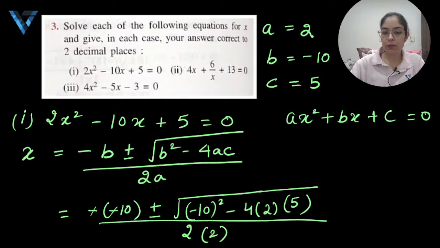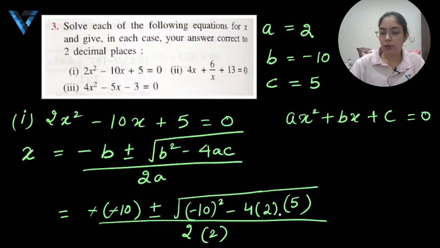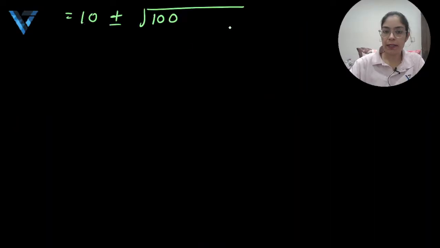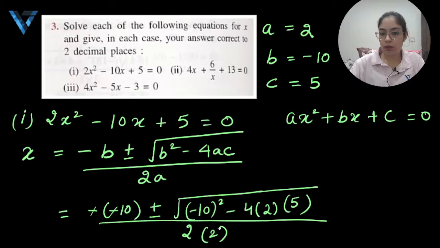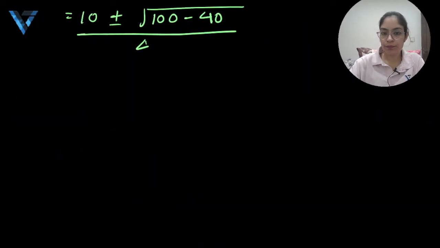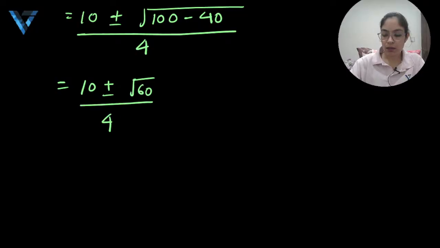Minus 10 is square. See, the square of a negative is always positive. So that's 100. 10 plus minus 100. Then here minus 4 into 2 is 8, 8 into 5 is 40, so minus 40, by 2 into 2, 4. So from here you will get 10 plus minus, here you will get 100 minus 40 is 60. Root 60, root 60 by 4.